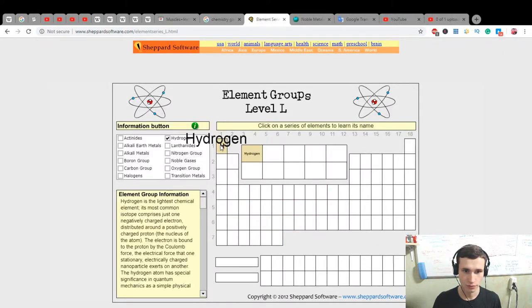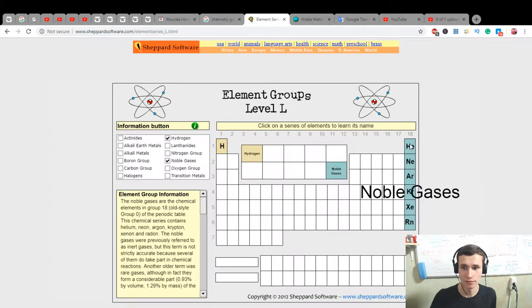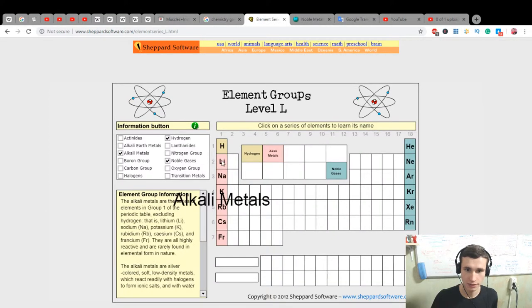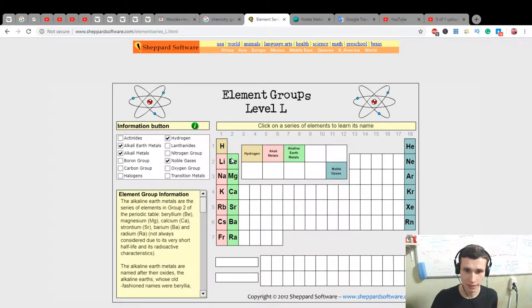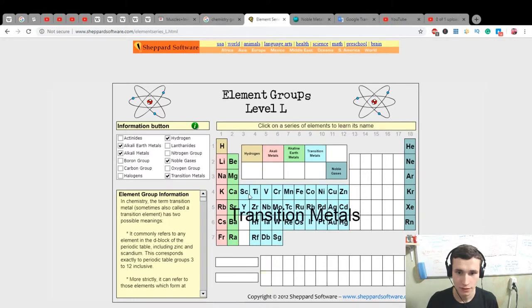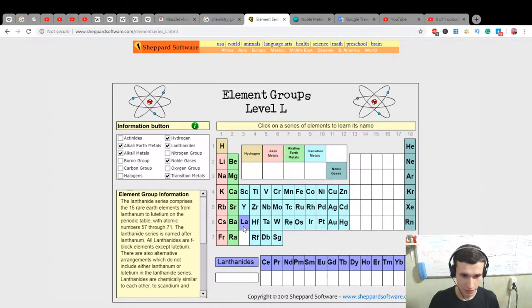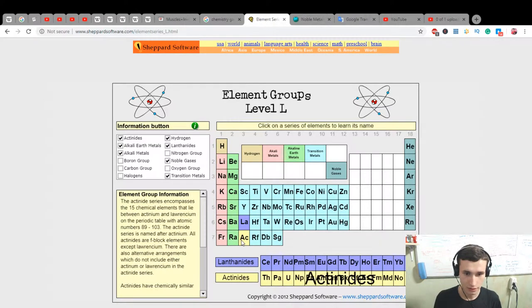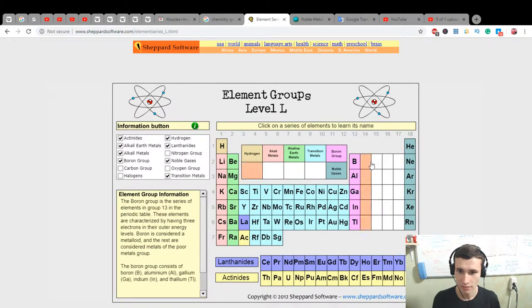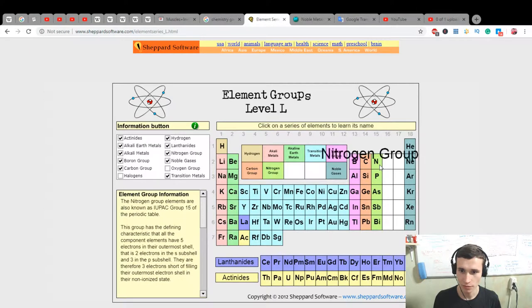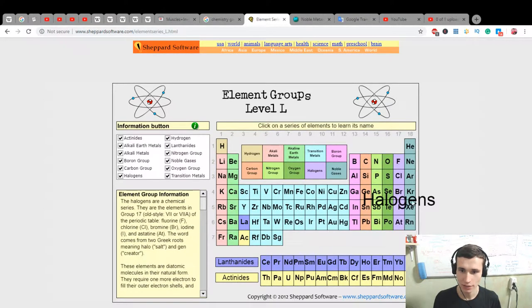Okay, it's hydrogen. It is helium, noble gas. It is alkali metals. Metals are silver, hard, soft, okay. It is alkaline earth metals. It is transition metals. It is lanthanides. It is actinides. It is the boron group, carbon group, nitrogen group, oxygen group, and halogens group.